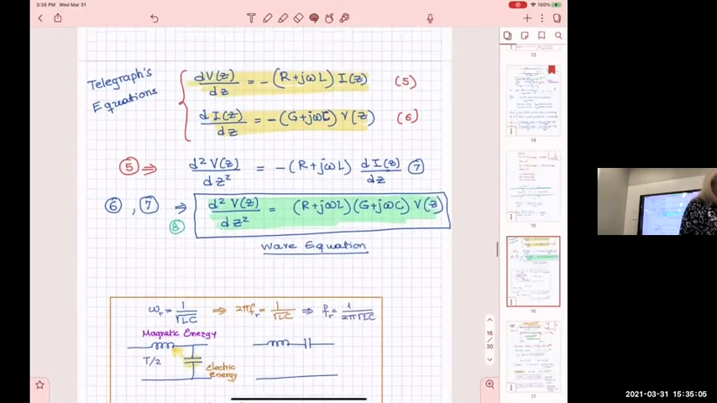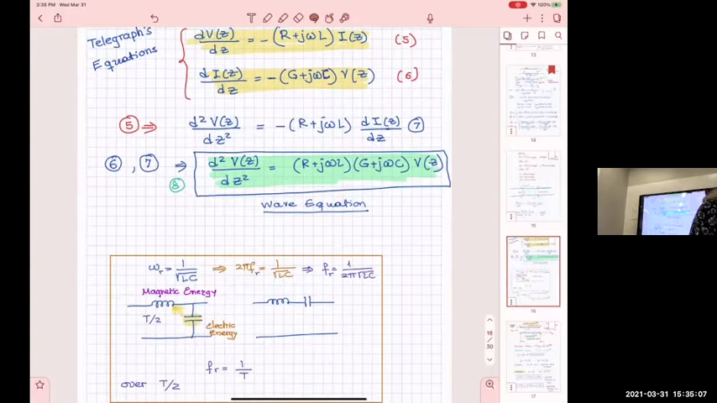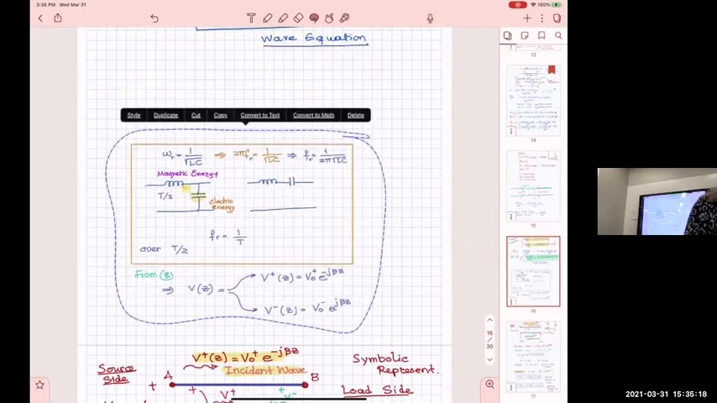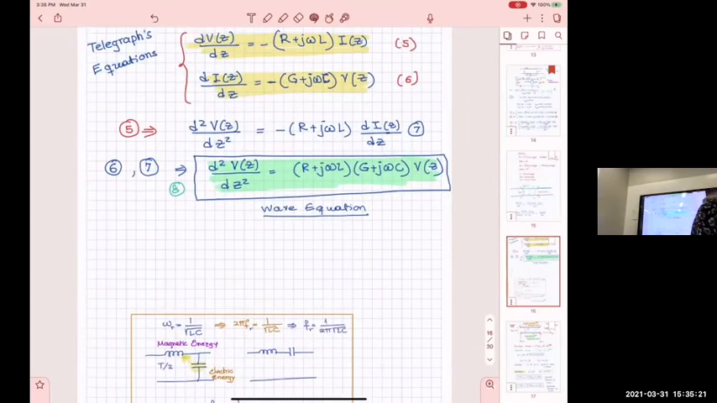Now, what happens for 0 losses? How is this equation going to look like? Make that even smaller for a moment. So when we have 0 losses, and that's most of the time what we're going to do in this class, what does that mean? Your R equals 0. And what is your G for 0 losses? Yes, thank you.